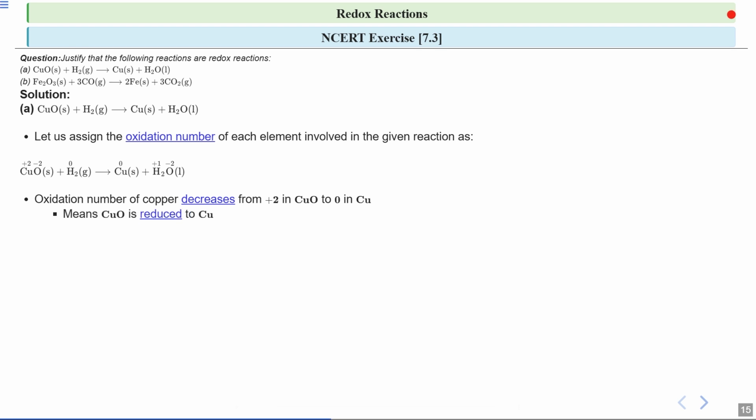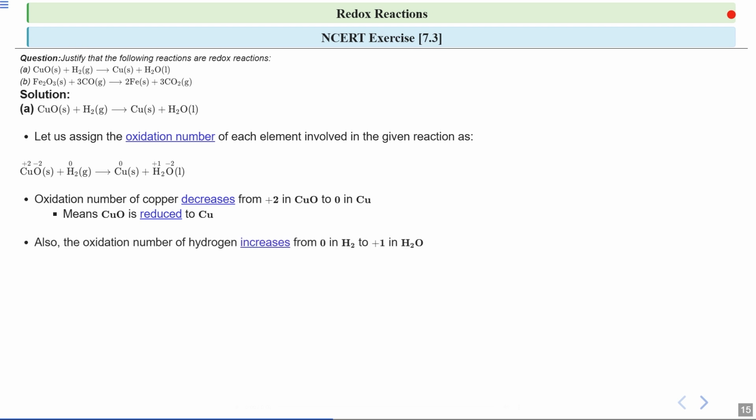That means copper oxide must be undergoing reduction because the oxidation number is decreasing. That means it must be accepting electrons from different species. And whenever a substance accepts electrons, it is a case of reduction.